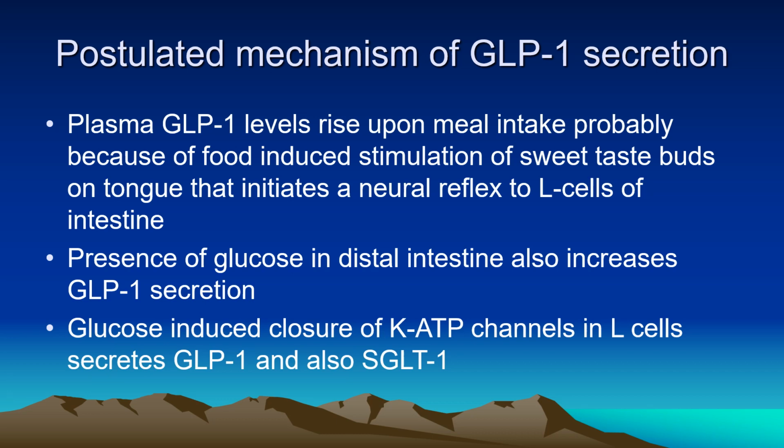The postulated mechanism of GLP-1 secretion is that plasma GLP-1 levels rise upon intake of food, probably because food induces stimulation of the sweet taste buds on the tongue that initiates a neural reflex which goes to L cells. That means the enteric nervous system is directly or indirectly involved. Now, the presence of glucose in the distal intestine also increases GLP-1 secretion, and glucose-induced closure of potassium ATP channels in the L cell secretes GLP-1, and the other one is SGLT1.